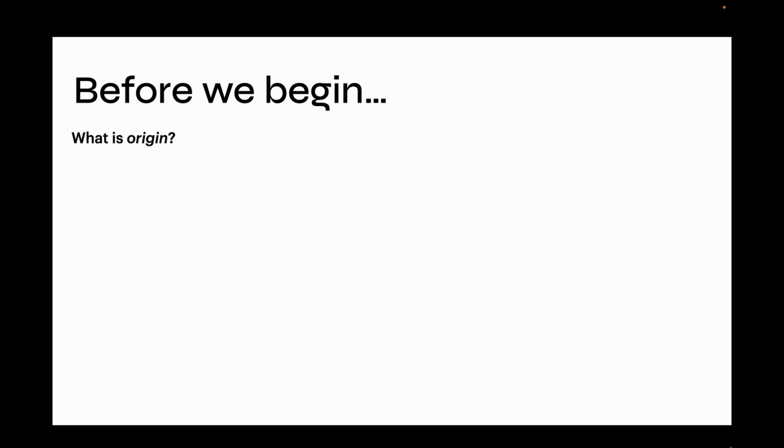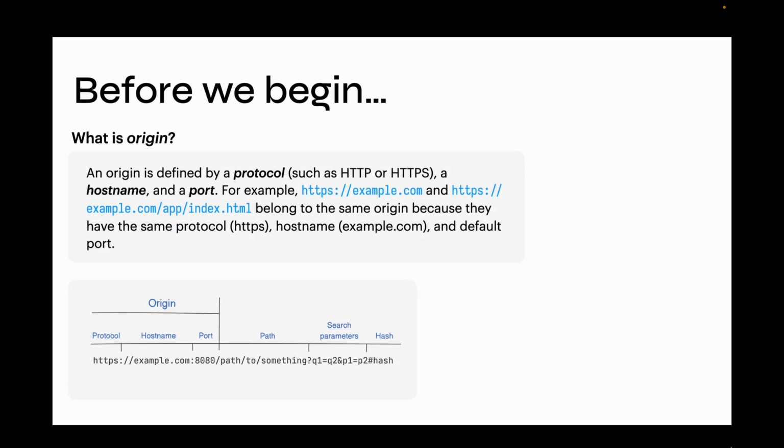Before we begin, it's important to understand what an origin is because we will refer to this term often during this video. An origin is a combination of protocol, hostname, and port. Protocol might be HTTP or HTTPS. Hostname is the address of the site. Port is a port on the server to which we address to receive a website. The port is usually hidden because we use the default port. Also, please look at an example. example.com and example.com/app/index.html have the same origins. That's all, and we are ready to start.